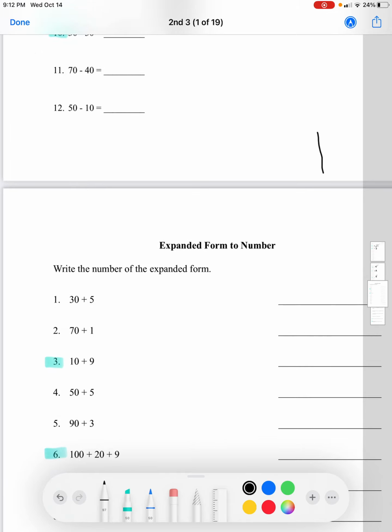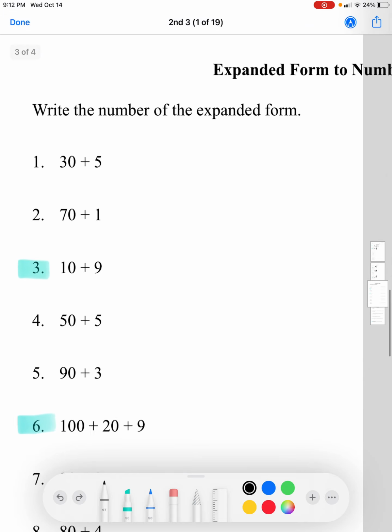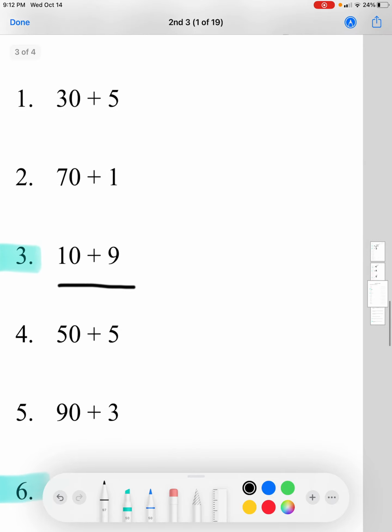Now, our next topic is expanded form to numbers. So let's start with number 3. We're given the expanded form right here of a number. We're trying to find that number. So again, this is a 0 right here. So if you add like this, 10 plus 9, because it's a 0, we know that the ones place is going to be a 9 because 0 isn't adding or subtracting anything. It's not changing the 9. So 0 plus 9 equals 9.